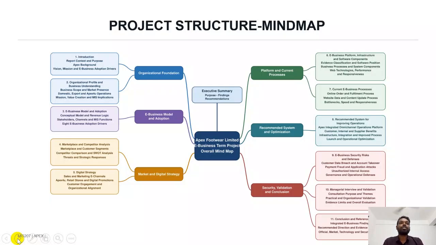So our presentation is not a collection of separate topics. It is one connected analysis. Business understanding to e-business, to systems, to problems, to recommendations, to implementation, to security, and then lastly the conclusions.